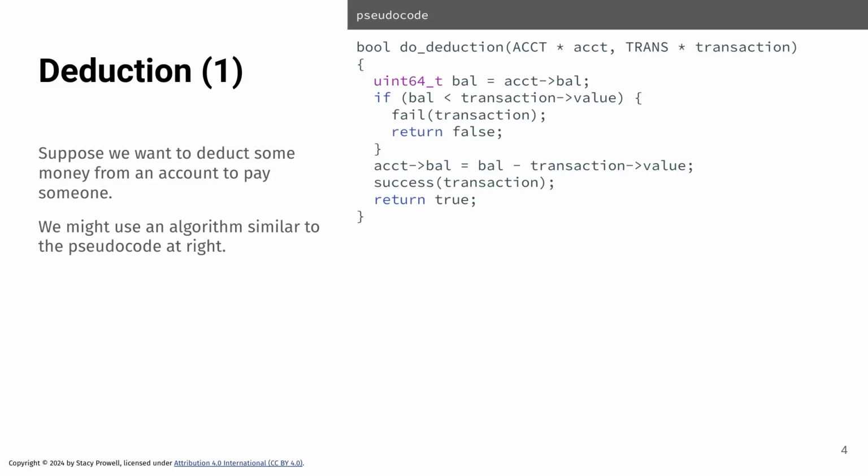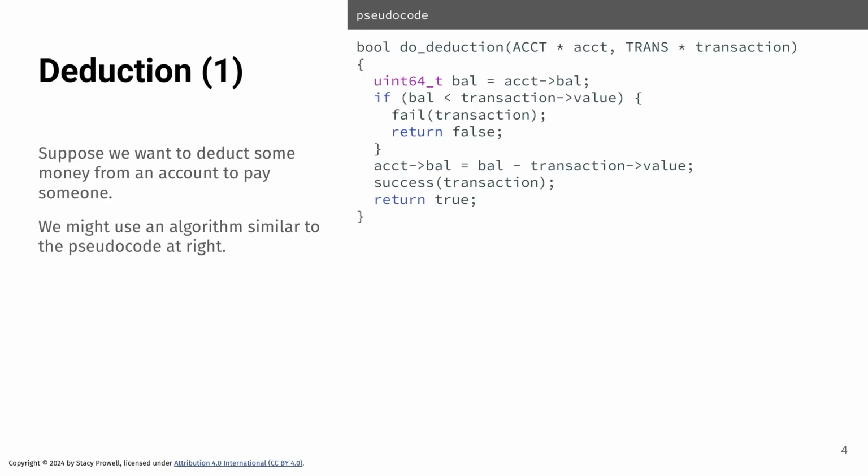Here's some code that does deduction. It's going to deduct some money from your account. You give it an account object and a transaction object, and we get the balance of the account. We put that in an integer value because it's very common to store these things in integers. This is for reasons I think we'll cover later on in the class. So we get the balance.